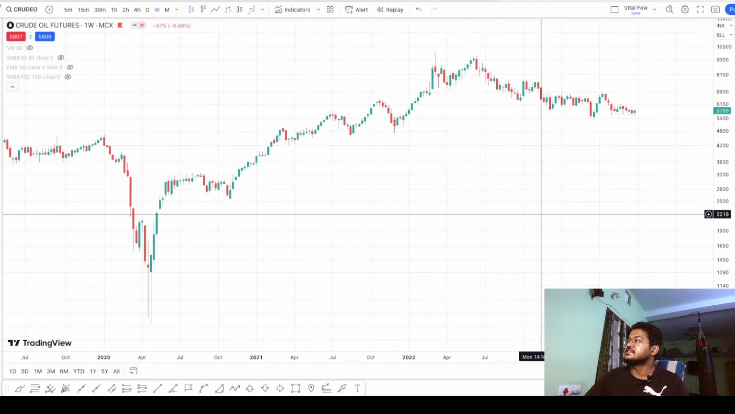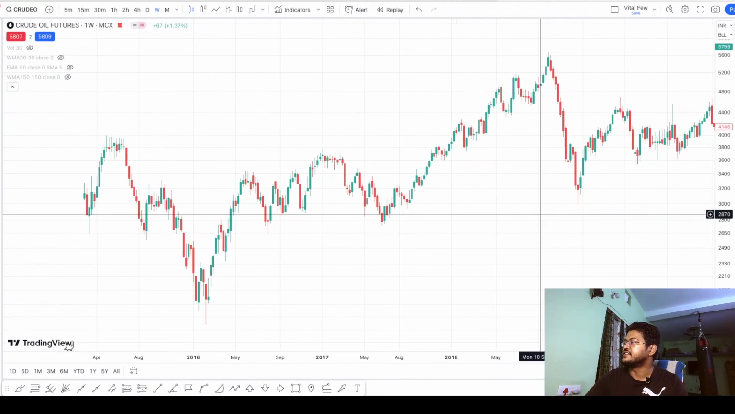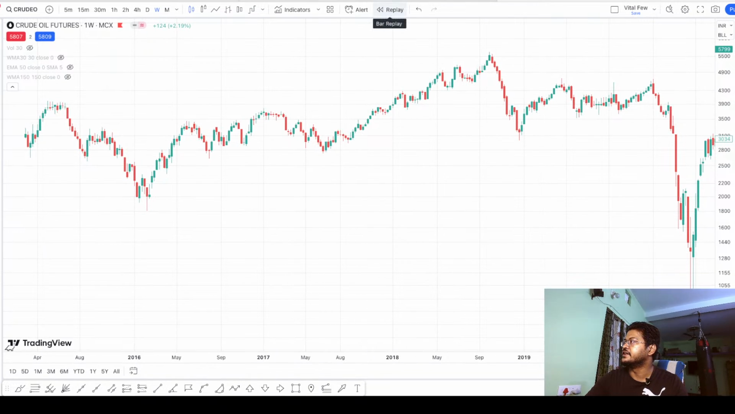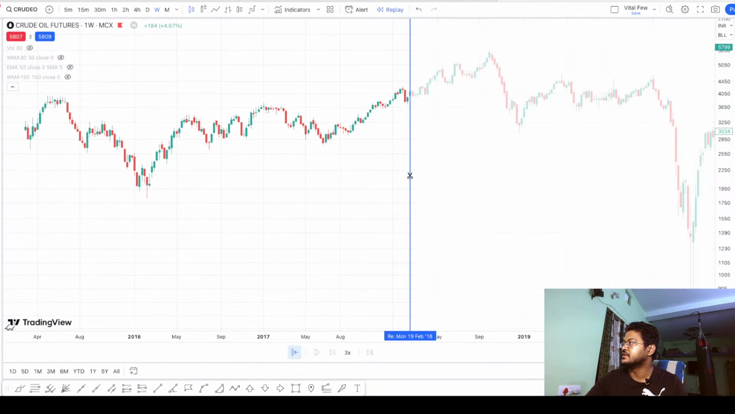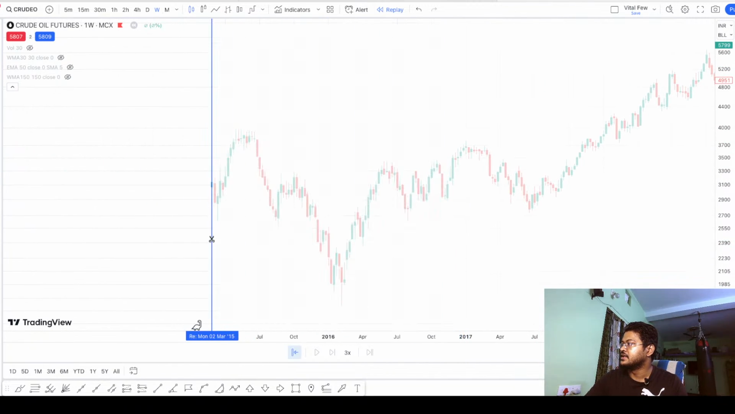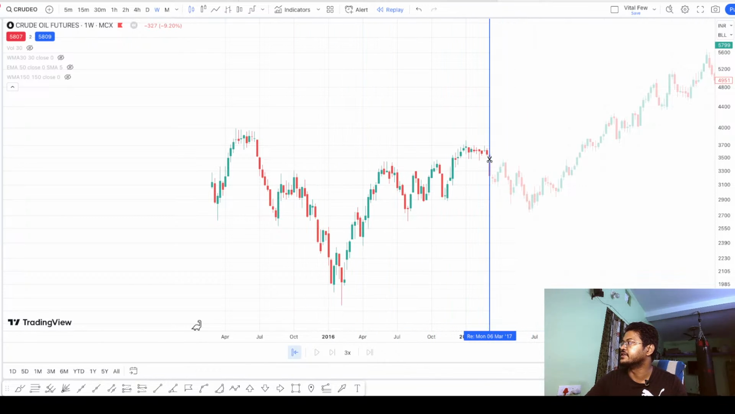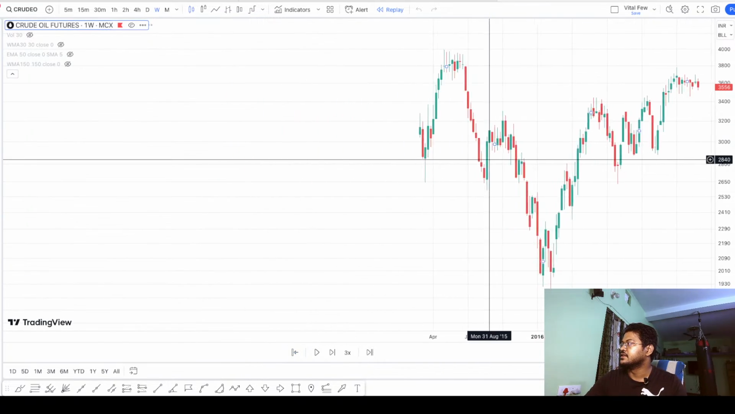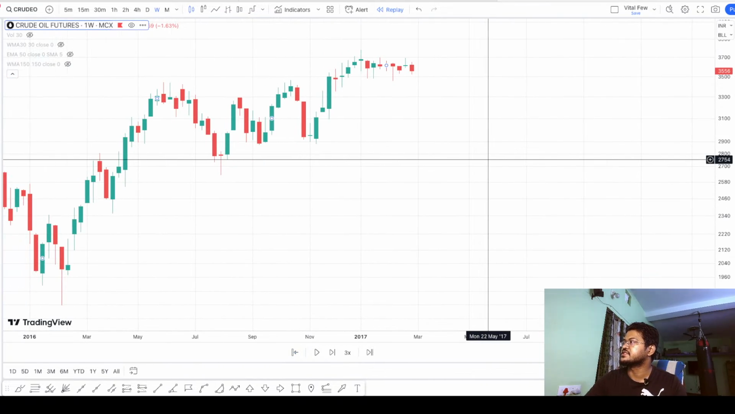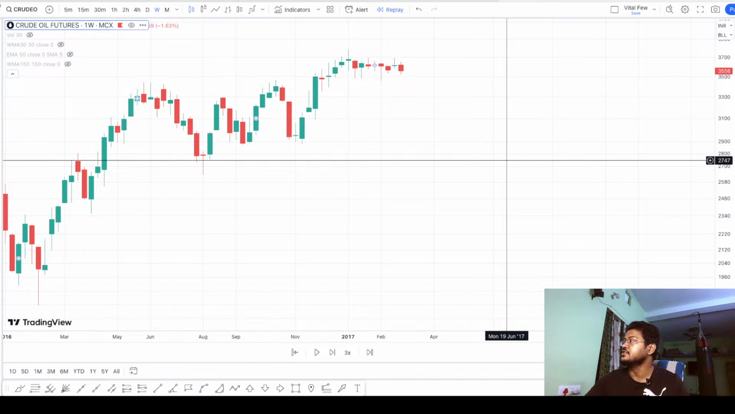This is the crude oil chart in weekly time frame, and we are going to do a back testing. I will hit the replay button here. Let's go till this point, let's say 2017. From here we'll start our trading, and wherever I see any opportunity which I can utilize for a trade, at that point I will make an entry. So let's start.